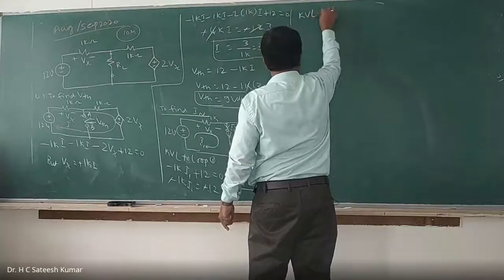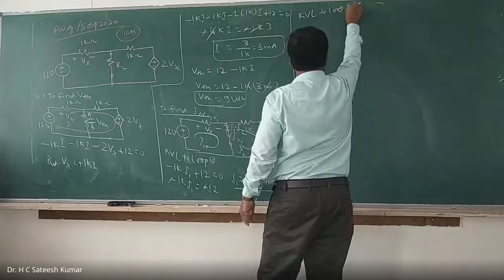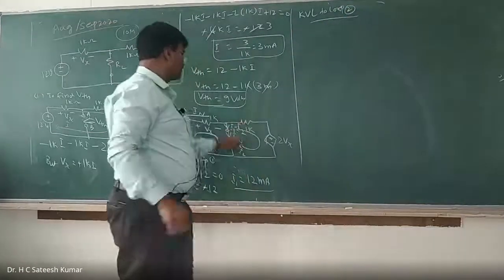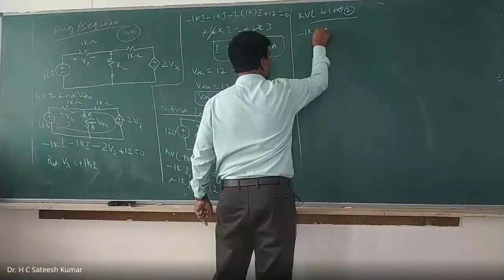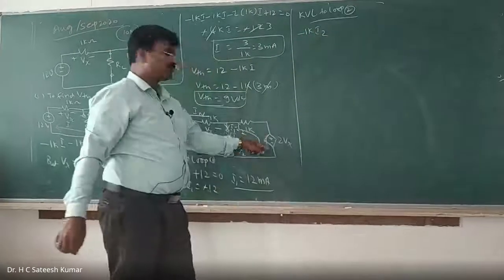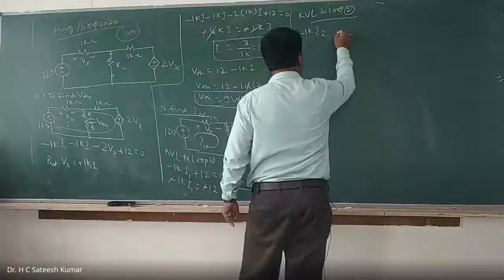Next, KVL to loop 2. Starting from this point, what do we have? Minus 1K into I2, plus 2 minus is minus Vx, minus 2Vx.